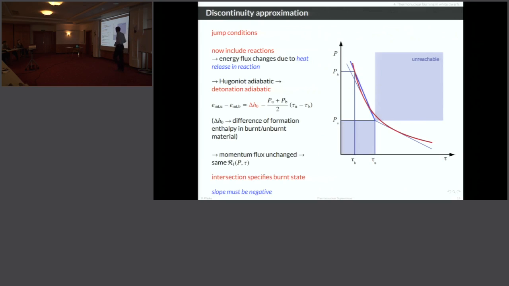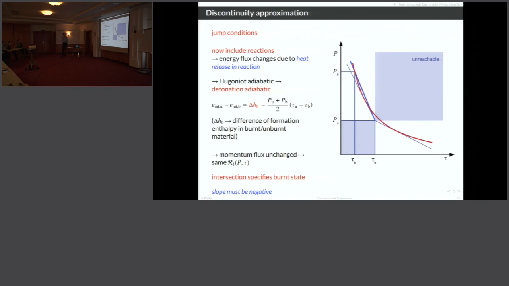Okay, so we have found another condition that derives from the energy flux over the burning front. As said before, momentum flux is unchanged, so the same Rayleigh line still applies. And again, we get the burn state behind the combustion front from the intersection of the detonation adiabatic, now shifted upwards with respect to the initial state, and the Rayleigh line as before. This still has the slope of minus m squared, and the intersection of these two again specifies the burn state behind the combustion front.